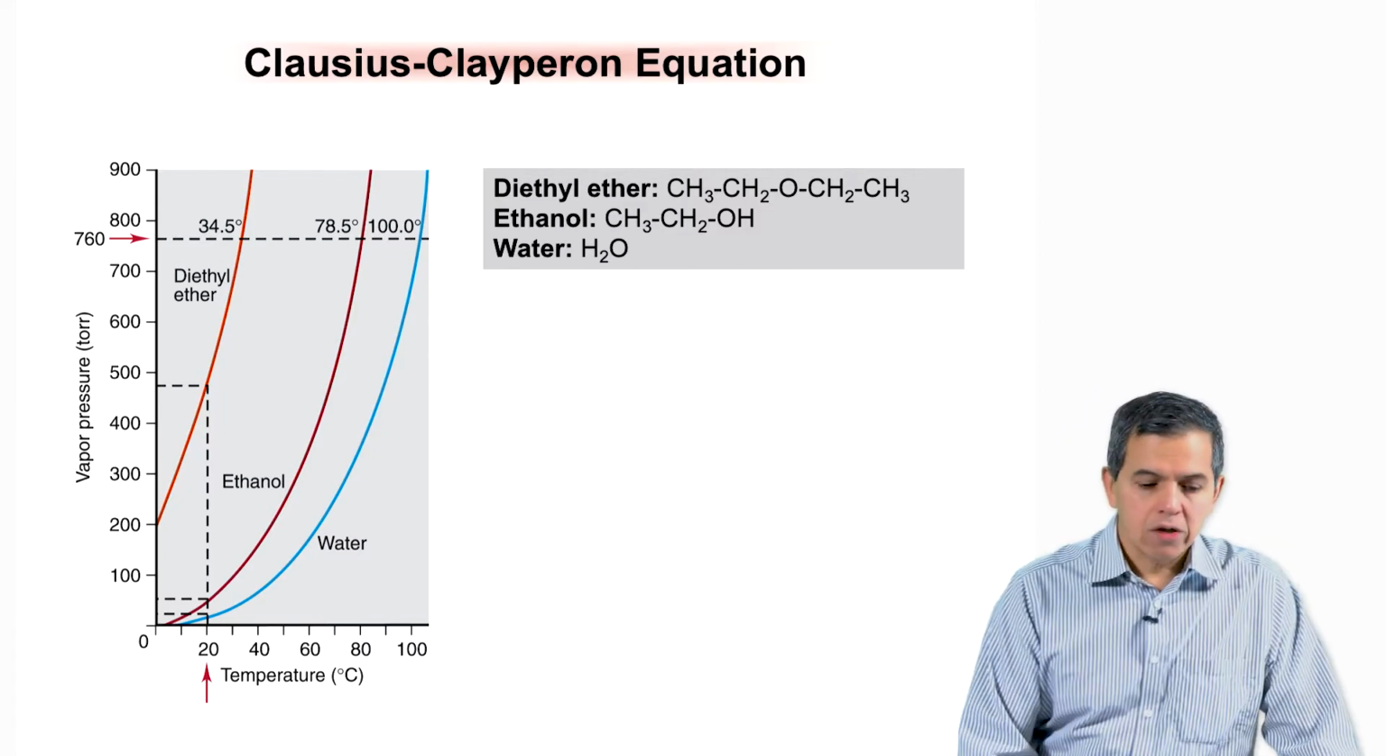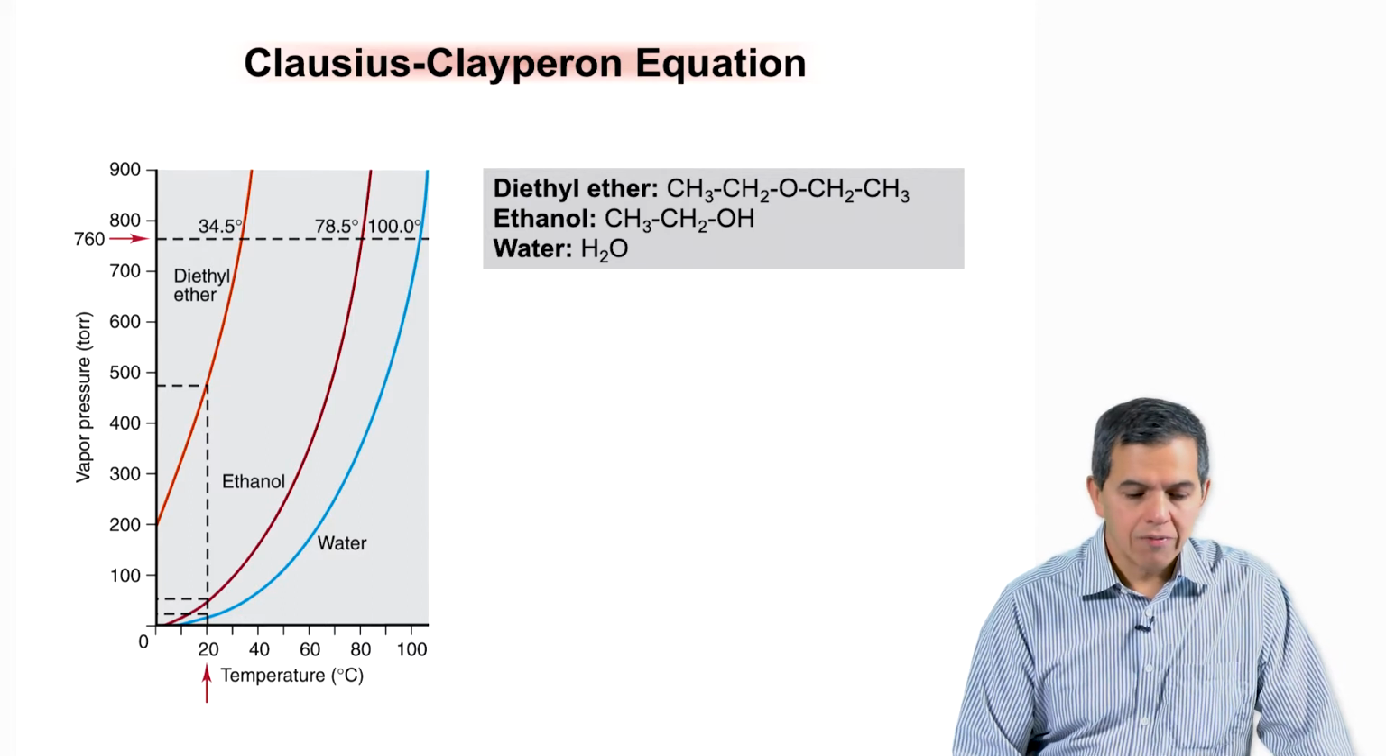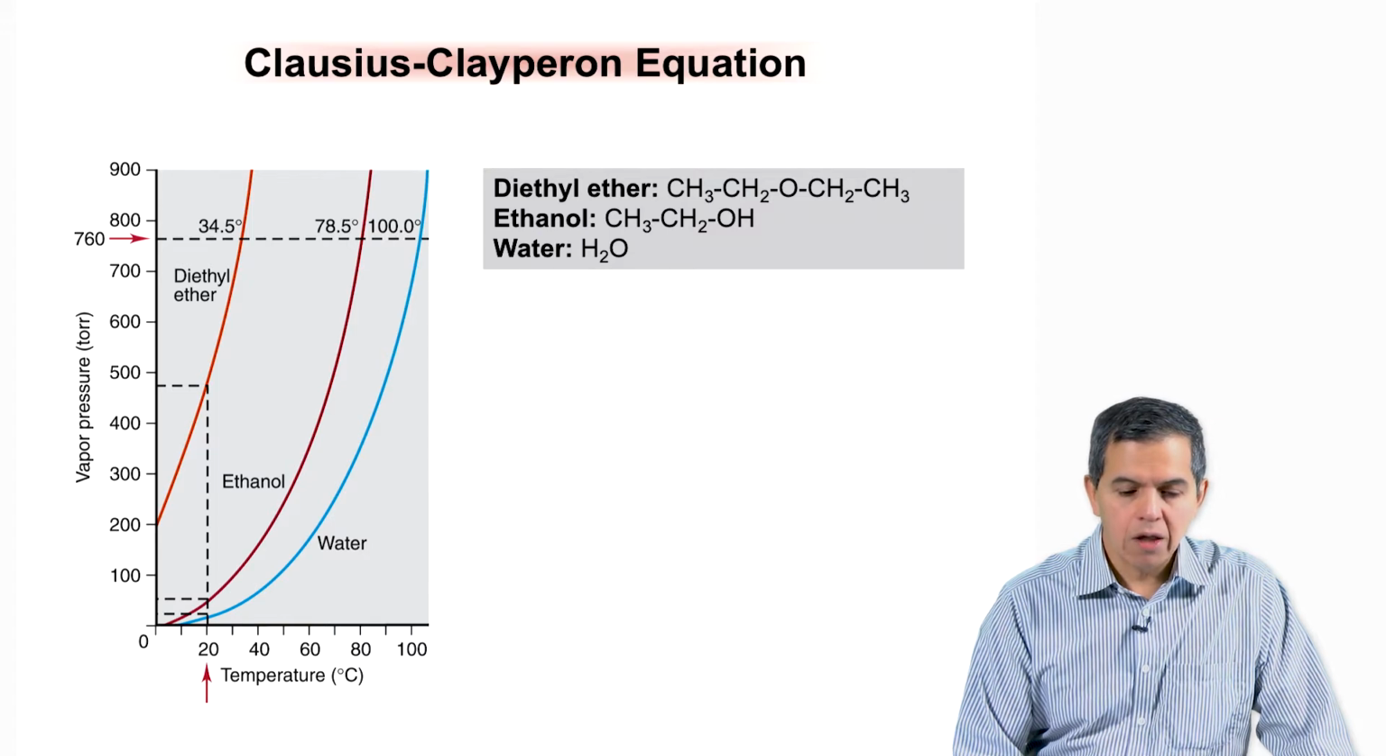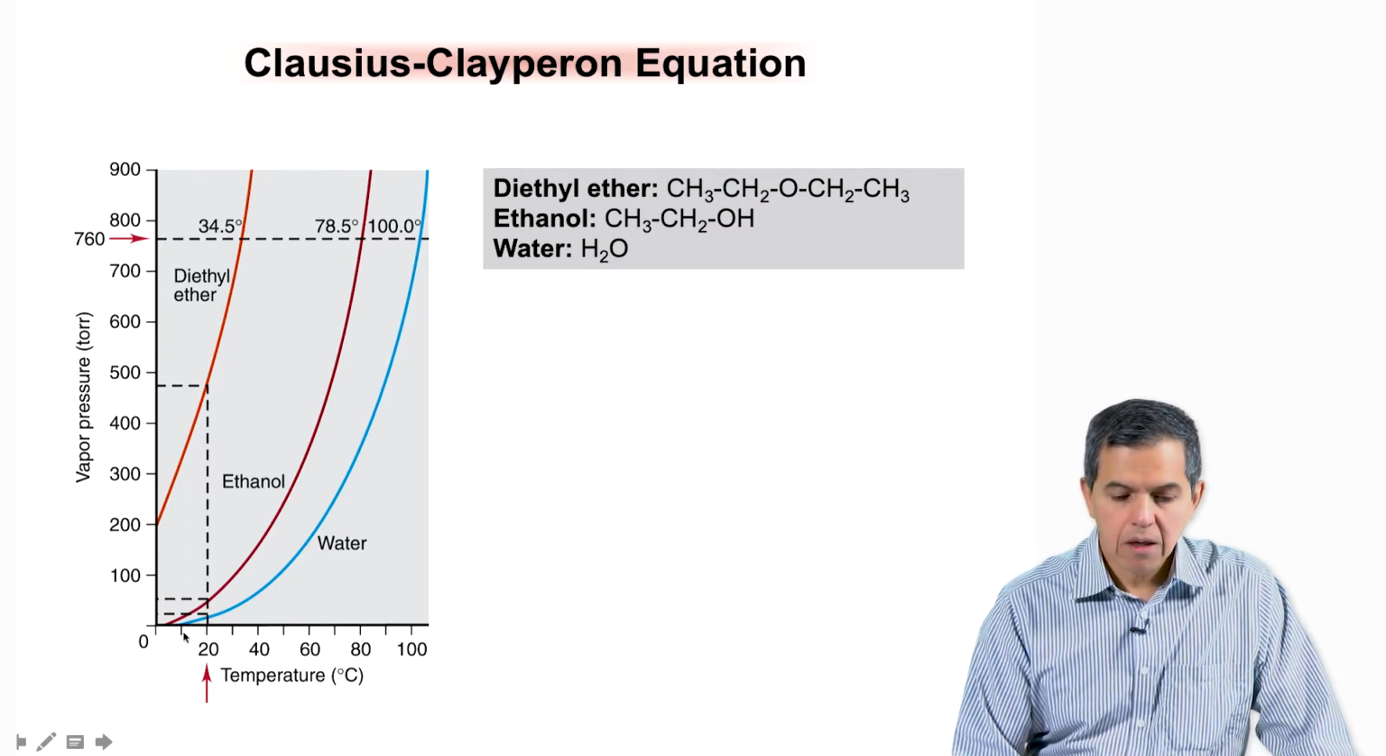So in this equation, the idea is to associate the vapor pressure on the y-axis with the temperature on the x-axis. And as we can see here, for molecules that have strong intermolecular forces like water, indicated by the blue trace, the vapor pressure increases exponentially as a function of temperature.